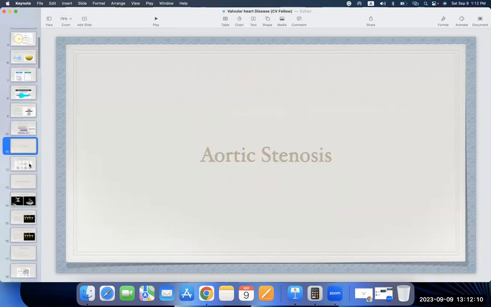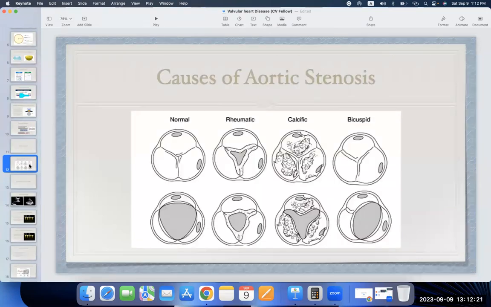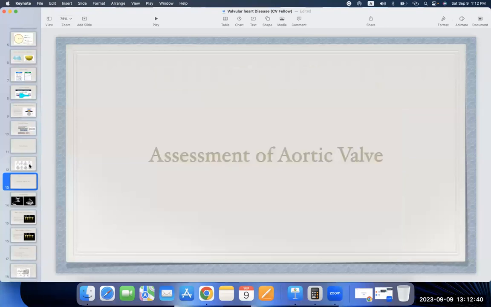Okay, so now we can start our session. We'll start with aortic stenosis. Later on, we'll go through mitral stenosis, then mitral regurgitation, and then aortic regurgitation. Causes of aortic stenosis: the most common cause in developed countries is calcification and degeneration, especially in the elderly. But we have other causes like rheumatic heart disease and bicuspid valve. Especially here in our country, it is not uncommon to see rheumatic heart disease.